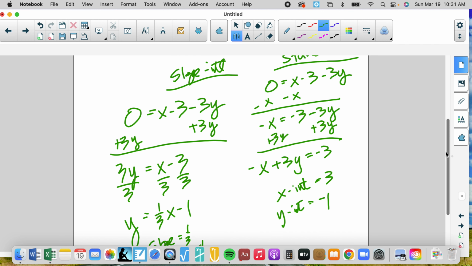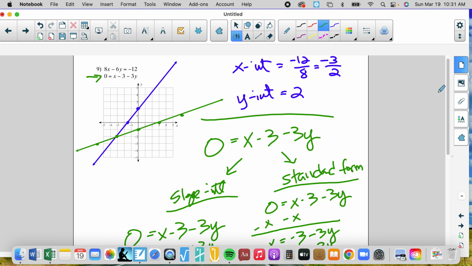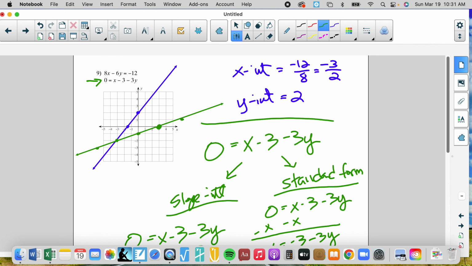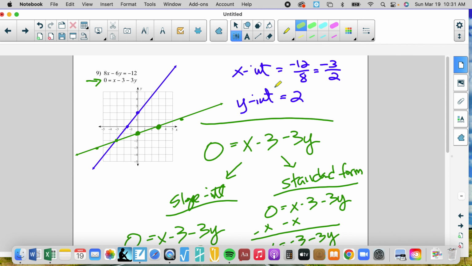So my x-intercept is 3, which is this point right here. My y-intercept is -1, which is right here. And I would have connected those and still come up with the same solution to the system. And that solution is going to be -3, -2.